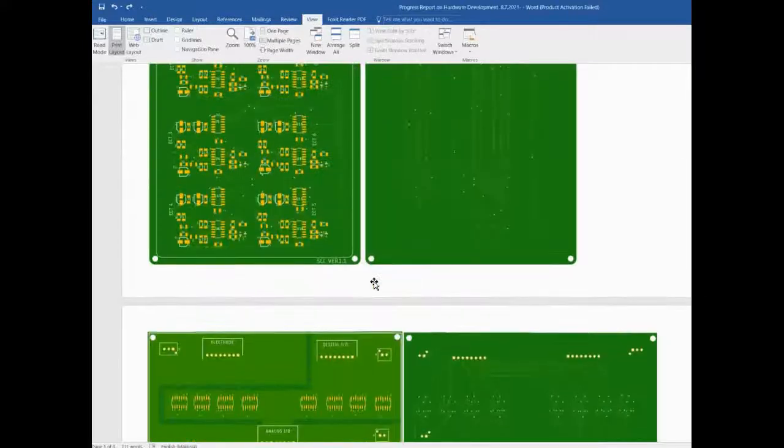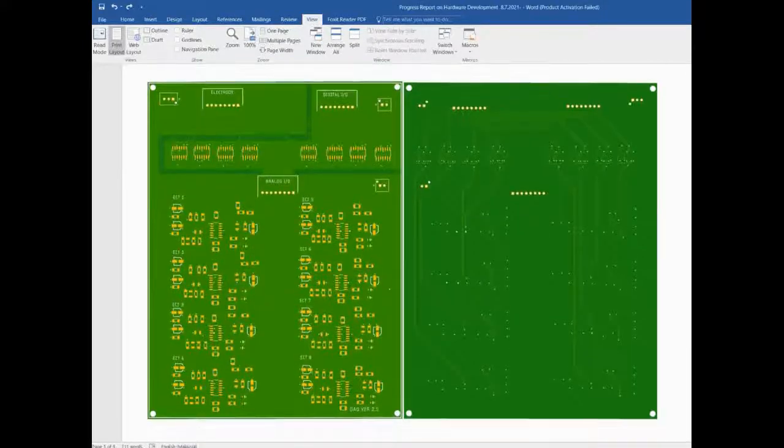Also, I have changed the type of the connectors here. Sorry, I jumped from one point to another. So yeah, that's all I did for the PCB design, and this is the final look of the PCB.